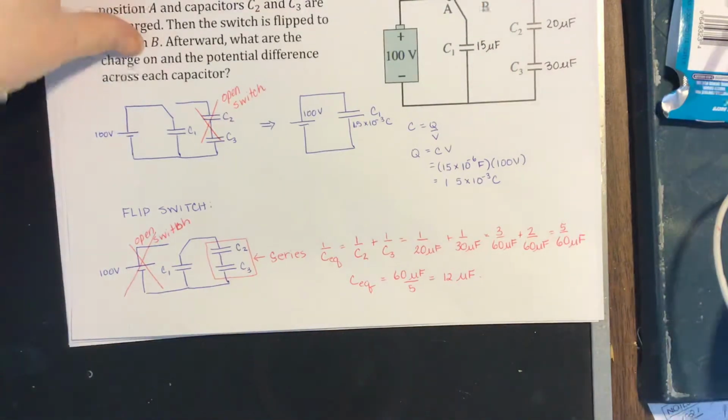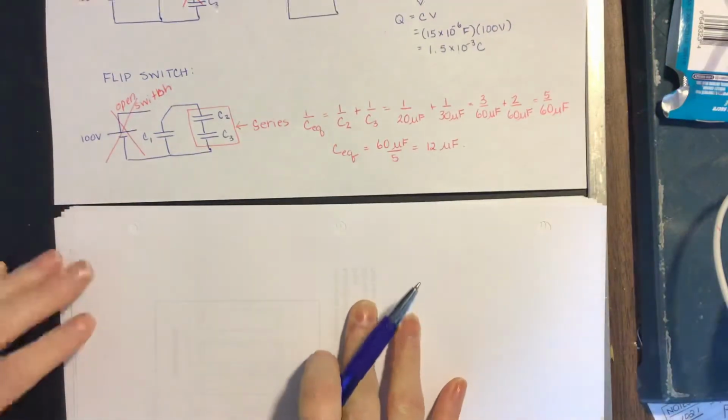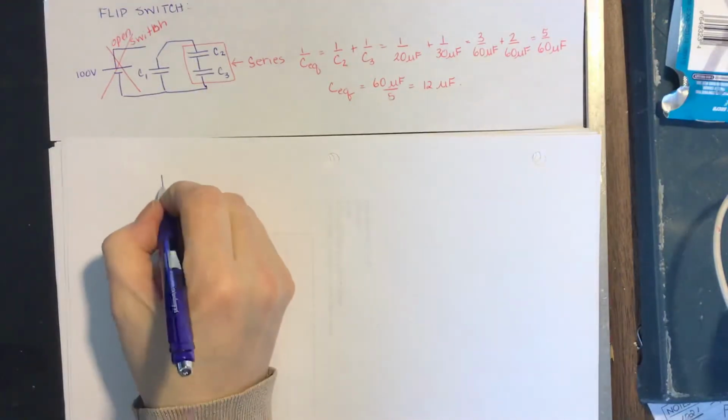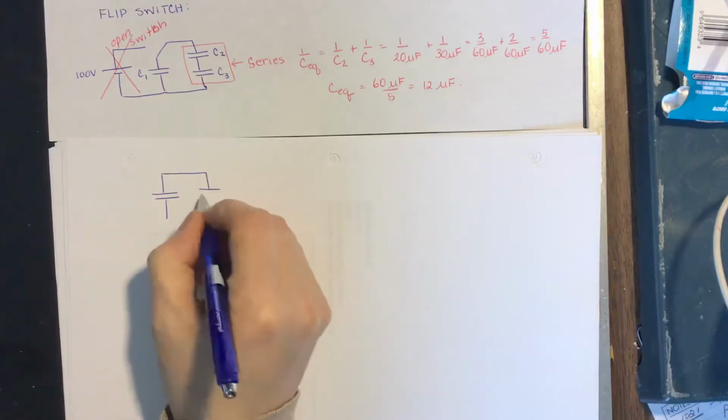Let's draw a new circuit and then let's apply what we think is going to happen here. So for our equivalent circuit, we have C1 here, we have a C equivalent here.